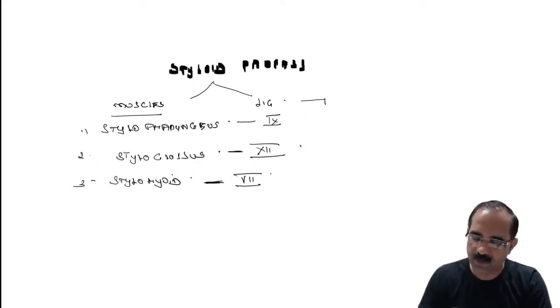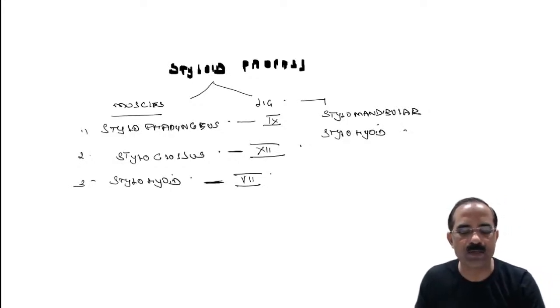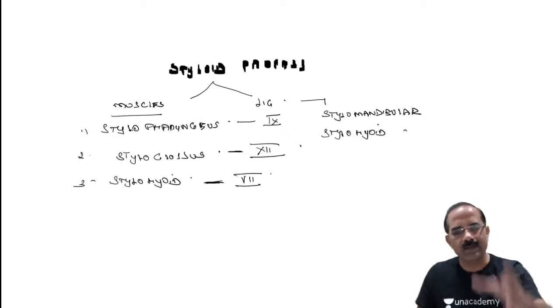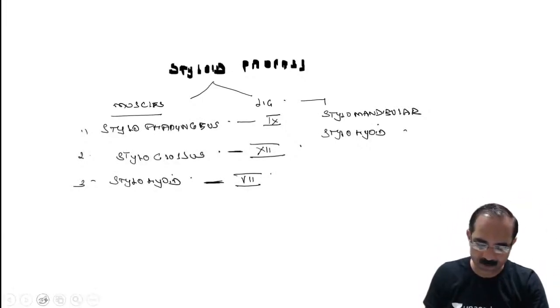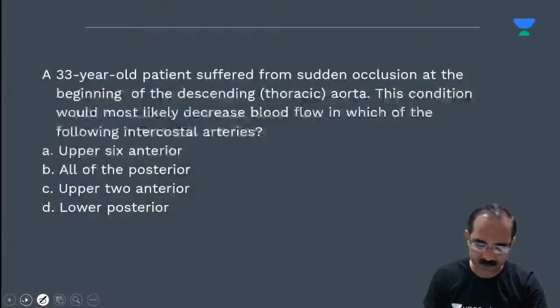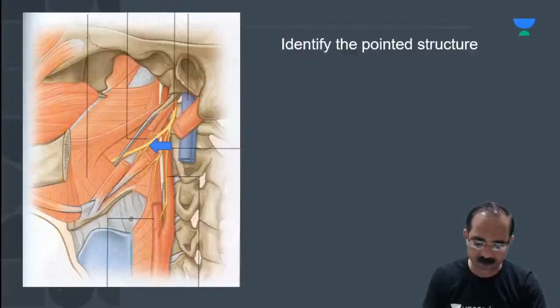Ligaments, tell me. One is the stylomandibular ligament and the stylohyoid ligament. Stylomandibular, stylohyoid ligament. I hope this is clear. And this is what we call the styloid apparatus. Very good. We've been discussing the same slide for a long time. Students, we will just finish this slide now.